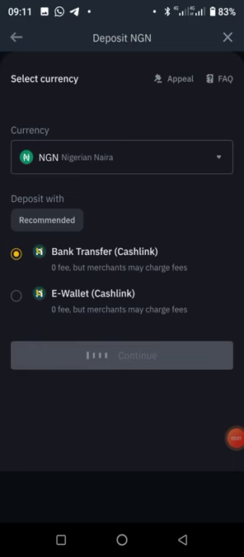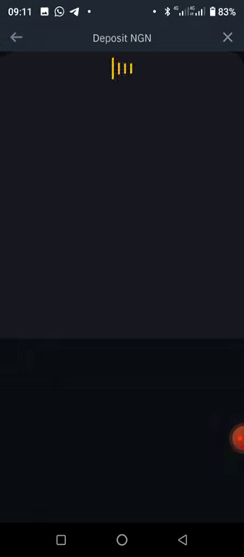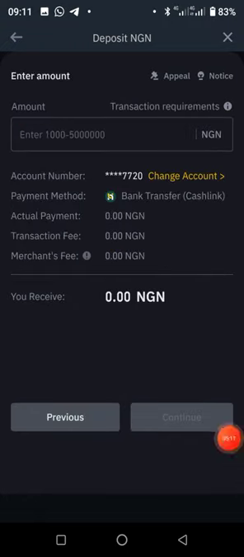So this is a P2P for Naira, that's using cash link. If you want Naira to be deposited in your bank account, this is a P2P platform for it. So this is it. You come here, let's say you want to do 100,000.